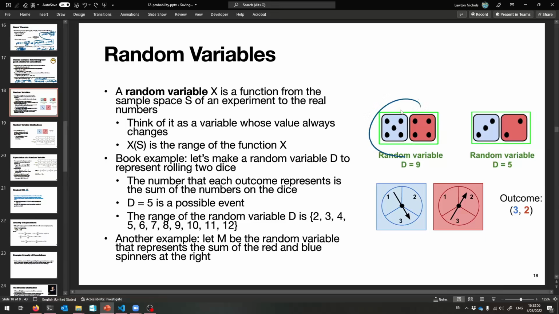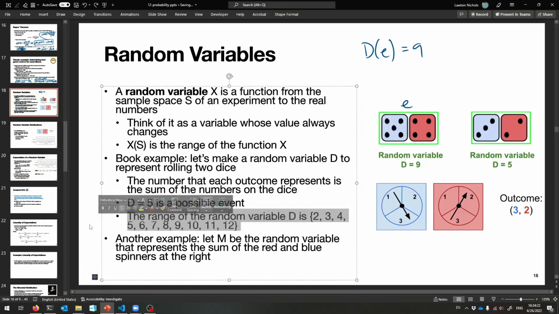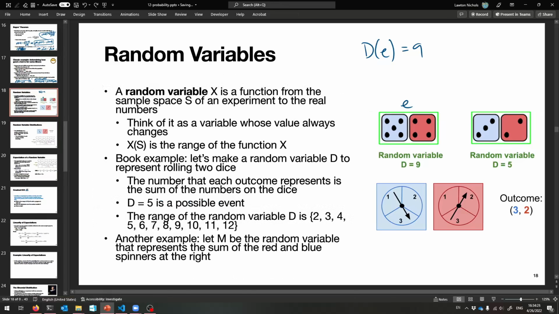And if this was an outcome of our dice, let's call this event E happening. It's a function, right? So D of E is equal to 9. We're adding all of those numbers that we got for those dice. That's essentially what's happening. It's taking an event, something happening, and giving back a number. And that's how you calculate the range. So it's a weird concept, but hopefully with more examples it'll make sense.